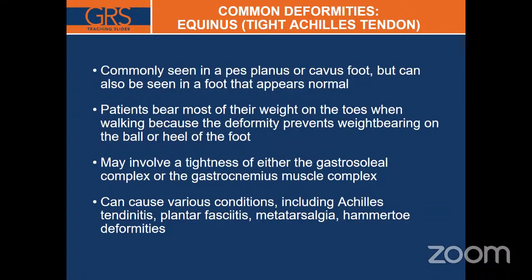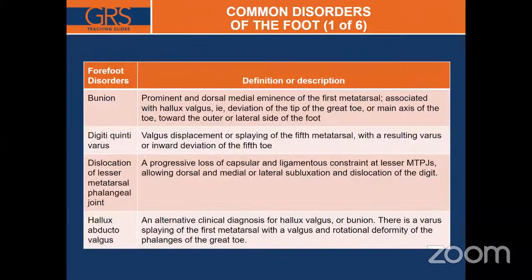Equinus is commonly seen in pes planus or cavus foot, but it can also be seen in other normal-appearing feet. Patients can bear most of their weight on the toes when walking because of the deformity. The deformity prevents weight bearing on the heel of the foot. It may also involve tightness of either the gastrosoleal complex or the gastrocnemius muscle. It can cause various conditions, including Achilles tendonitis, plantar fasciitis, metatarsalgia, and hammertoe deformity.